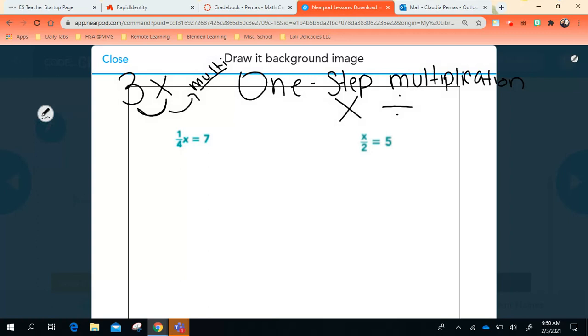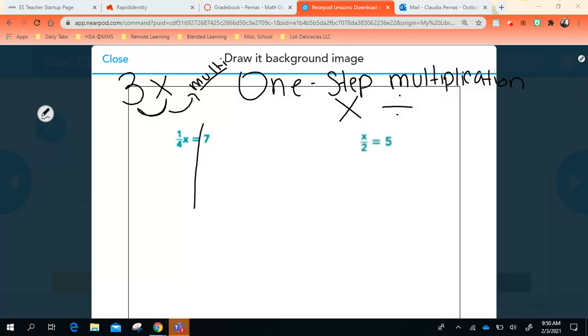We're not doing this one on our own. Not yet. Okay, so we have 1/4 x equals 7. Pencil writers, drop it. 1/4 x equals 7. What's happening with that 1/4 x? It's multiplying.